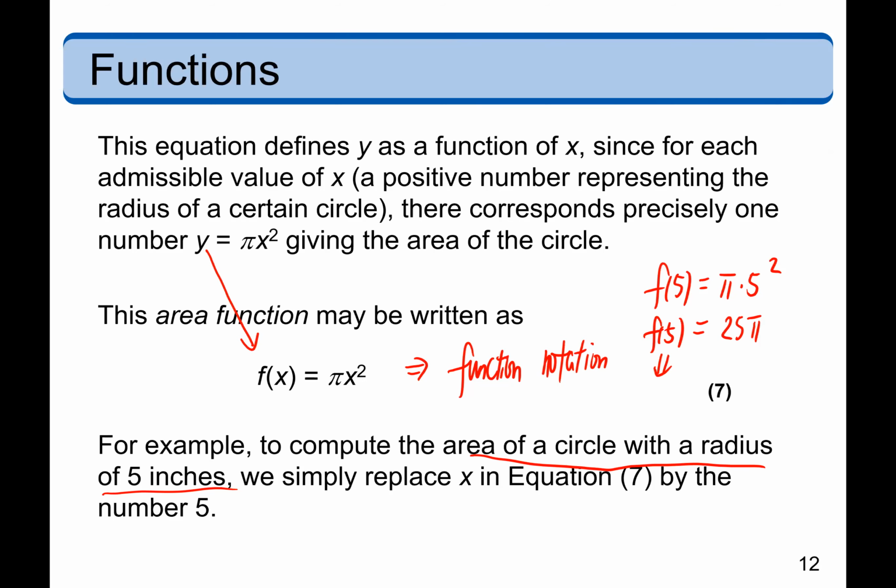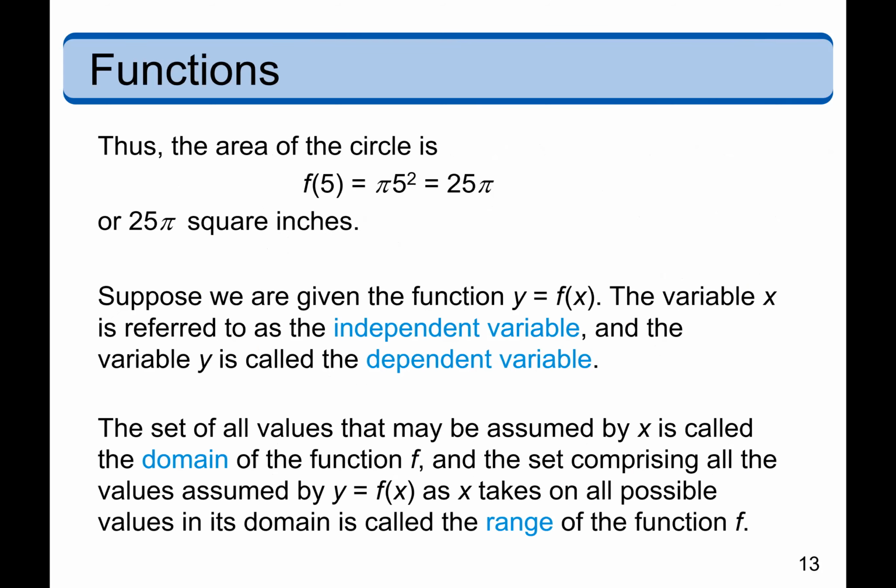And now we know that x refers to the independent variable. It doesn't change; x could take any values. And the variable y here, or f of x, is what we call the dependent variable. So the dependent variable depends on the independent variable.